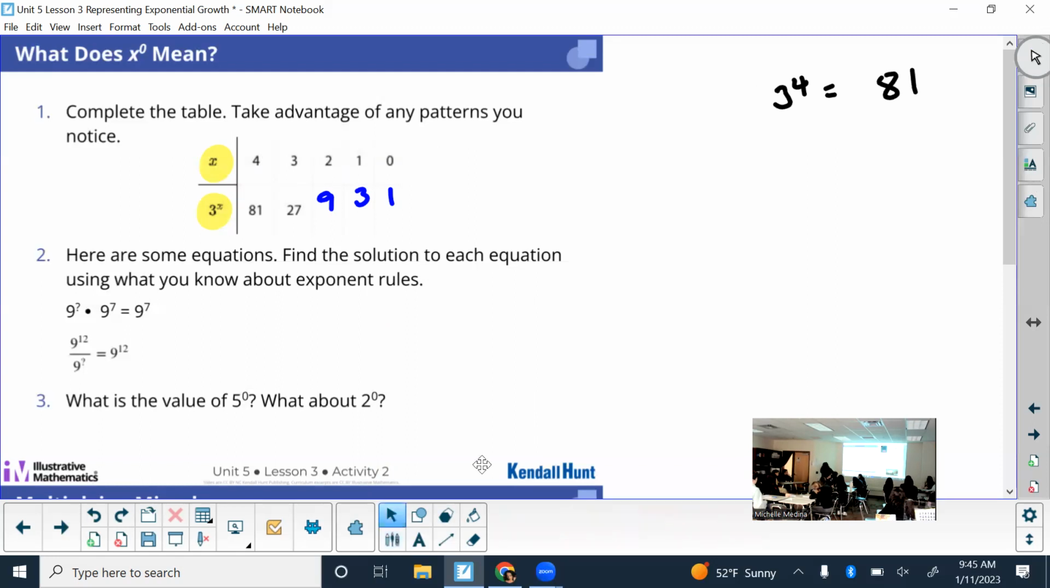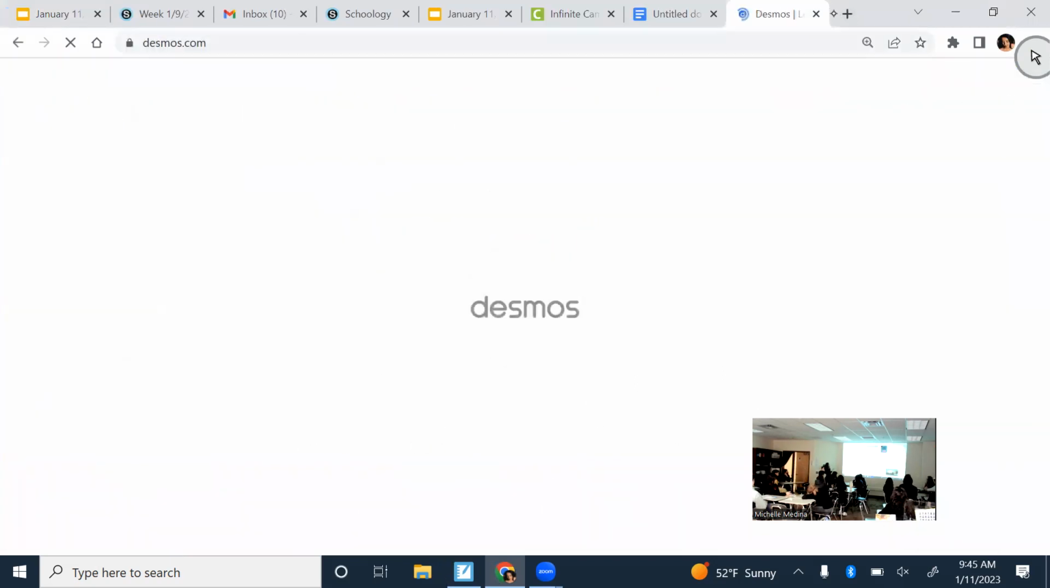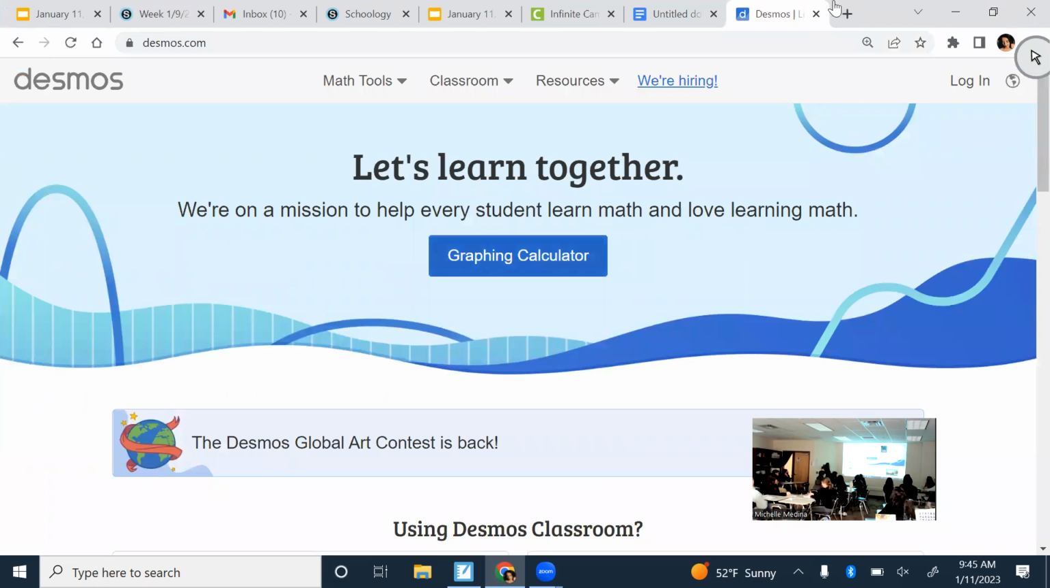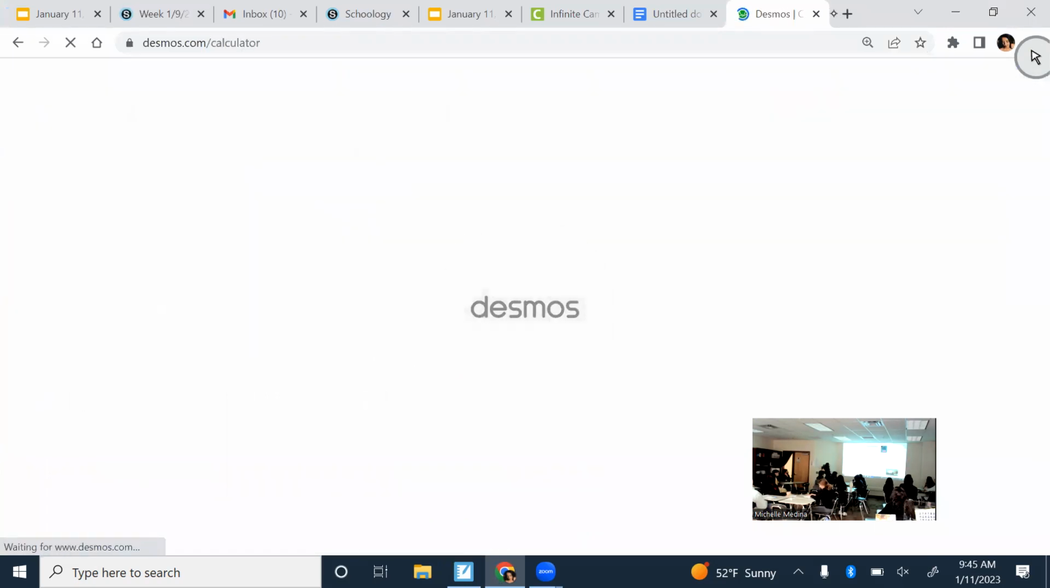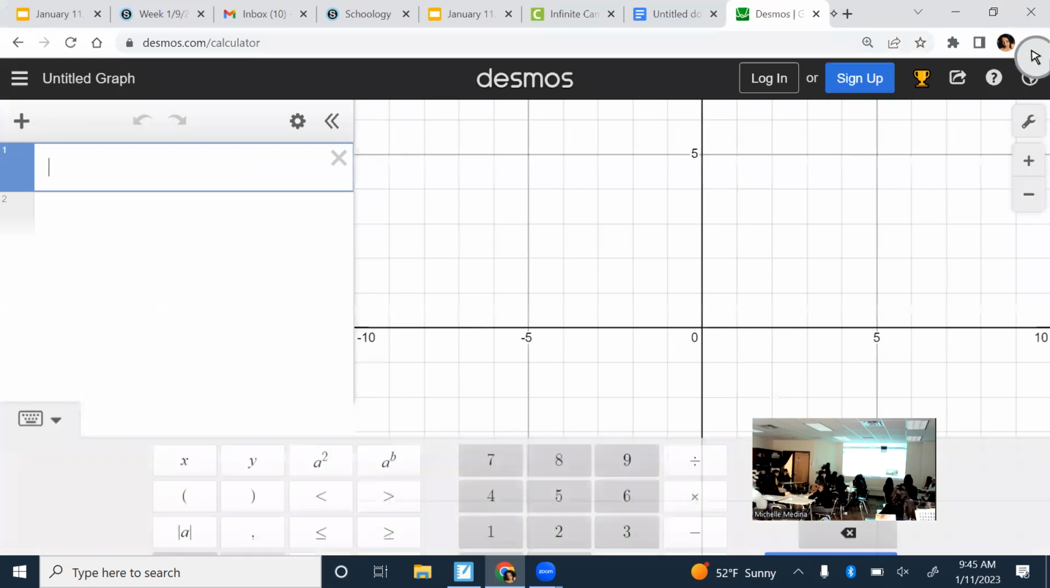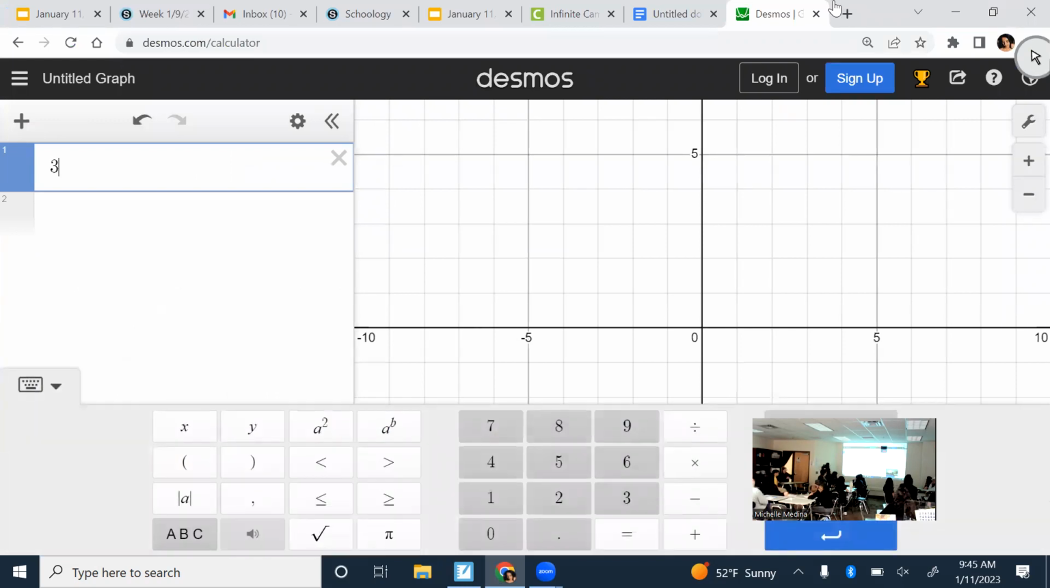And I don't expect you to know most of the exponents. Usually, like 3s and above, people don't know off the top of their head. So feel free to use a calculator. 3 to the power of 4. These are the buttons you would press. 3 base number, you can press this, and once you type in any number, I get 81.